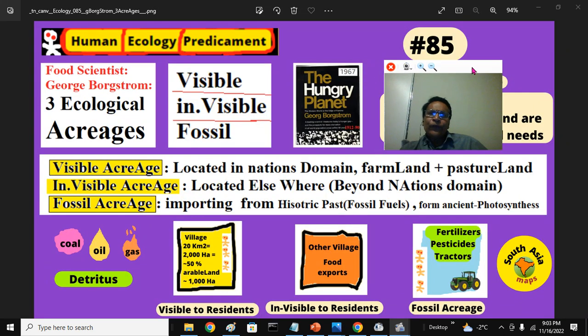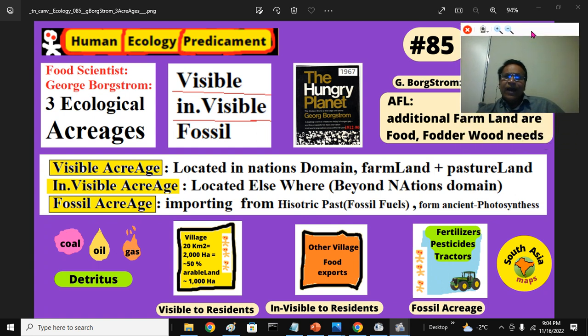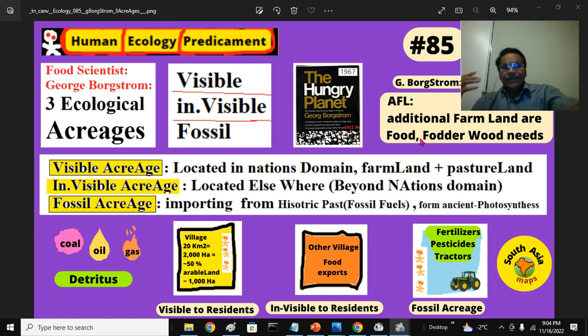Three acreages: visible, invisible, fossil. Visible acreage is additional farmland. You need to think of acreage as what produces our biological sustenance. Most of the time food is sufficient. You can also add fodder or wood products that we consume. Let's say this is a typical village in South India.